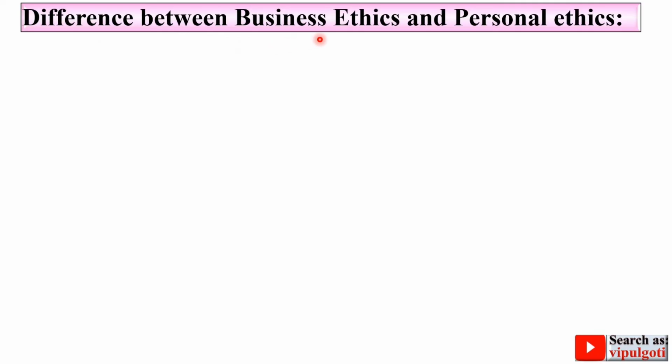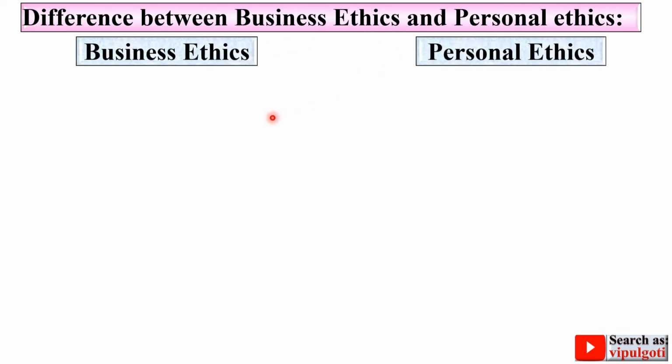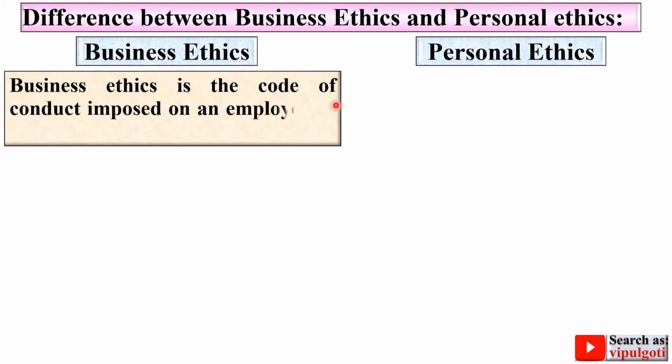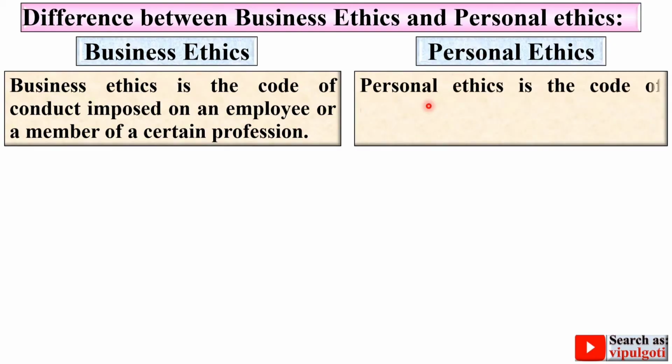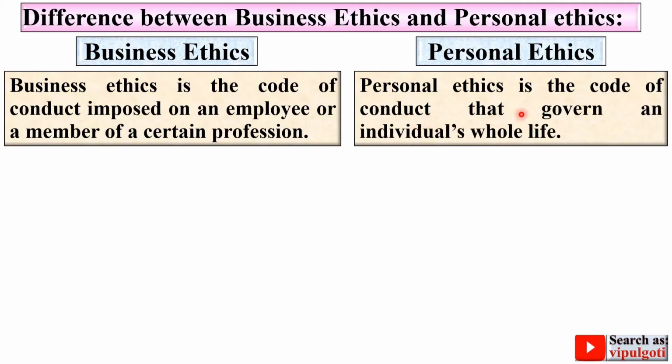Now the very important difference between business ethics and personal ethics. So let's see first. Business ethics is a code of conduct imposed on an employee or a member of a certain profession. Say for example, there is a doctor, so there is a code of conduct imposed on the doctor community. Personal ethics is a code of conduct that governs an individual's whole life. So this is the main difference. Personal ethics is more concerned with the individual's whole life, whereas business ethics is the code of conduct imposed on an employee, or you can say a member of a certain profession. In other words, there is a code of conduct for the doctor, there is a different code of conduct for the advocate, etc.